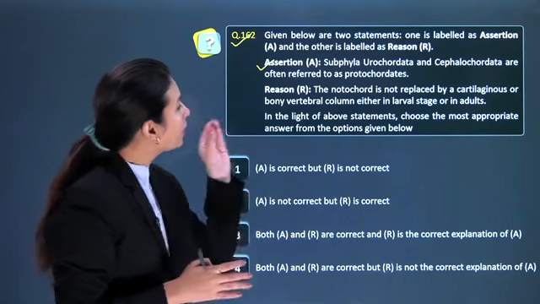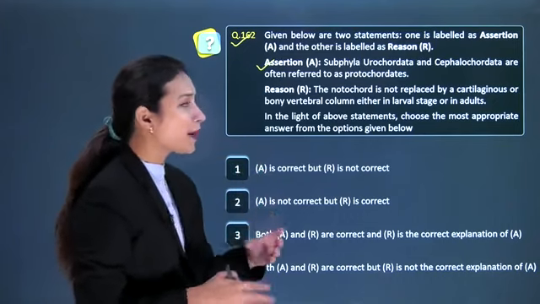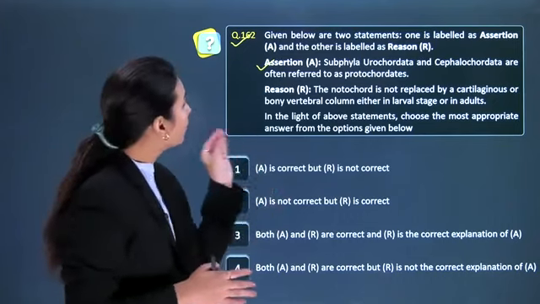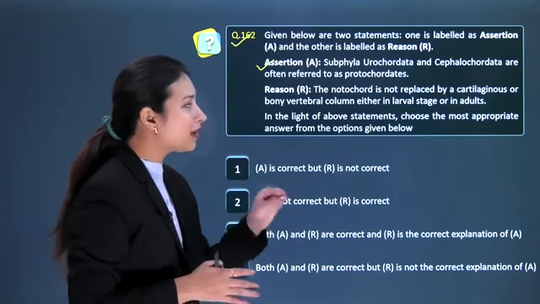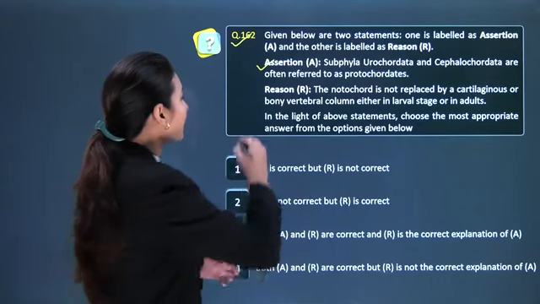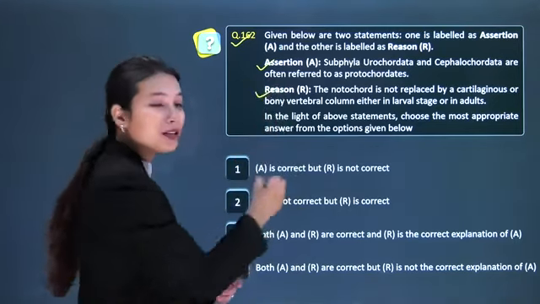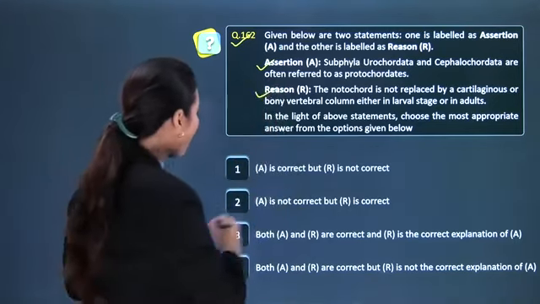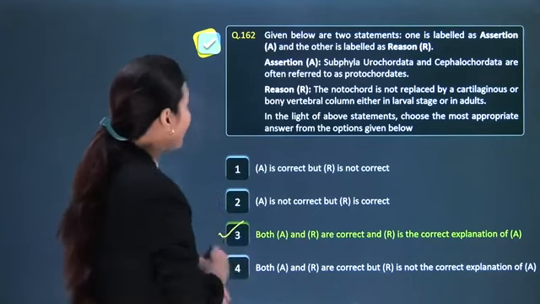Reason here is the notochord is not replaced by a cartilaginous or bony vertebral column either in larval stage or in adults. ये बिल्कुल सही reason है and this correctly explains the assertion. So our correct answer here is option number 3.